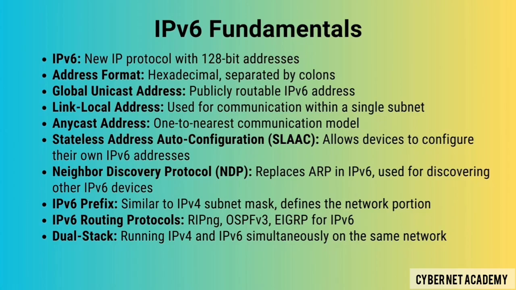IPv6 subnetting is simpler, typically using the first 64 bits for the network portion. IPv6 specific routing protocols include RIPng, OSPFv3, and EIGRP for IPv6. Dual-stack configurations allow running IPv4 and IPv6 simultaneously on the same network, facilitating gradual transition. While IPv6 adoption has been slow, it's crucial for future internet growth and IoT expansion. Remember, IPv6 is not just about more addresses. It's a fundamental upgrade to the Internet protocol with built-in features for the modern, connected world.